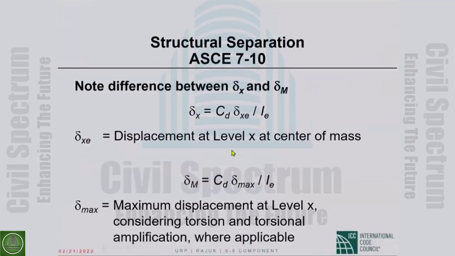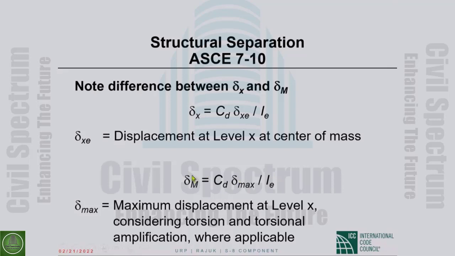This is very similar to the delta sub x that we use in the drift check. That was delta sub xe times C sub d divided by I. Here we are using delta maximum instead of delta sub xe. Delta sub xe, I have mentioned, is deflection typically at the center of mass of a level, except that it may be a vertically aligned point below the center of mass of the upper level, or in the case of a torsionally irregular building, it could be at a point along the edge.